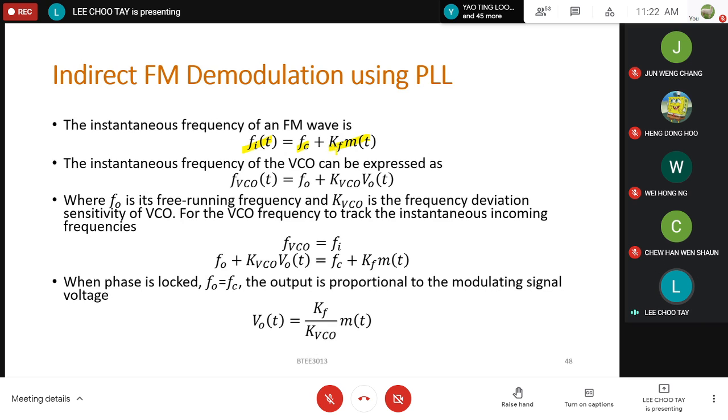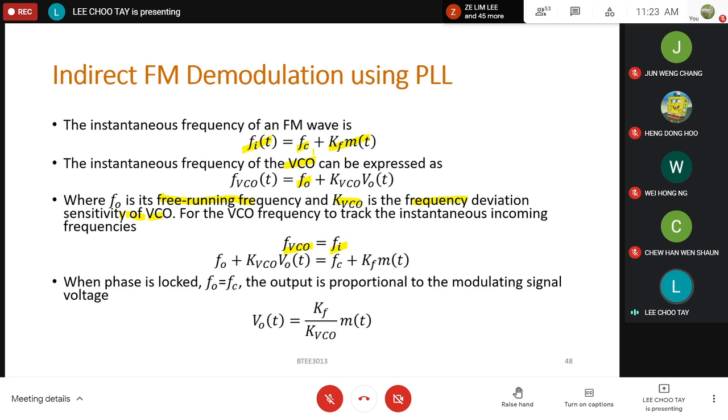of your FM modulator. Then the instantaneous frequency of the VCO is given by f_0 plus K_VCO v_0(t). So what is f_0? f_0 is the free running frequency of the VCO, and K_VCO is the frequency deviation sensitivity of the VCO. So for the VCO frequency to track the incoming frequency, that means the f_VCO needs to be the same as your f_in, the frequency of your input signal.